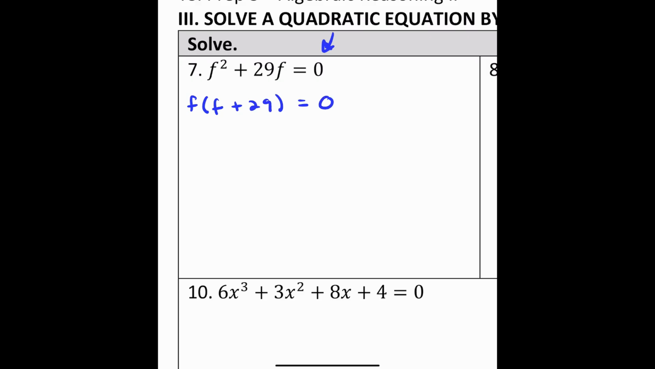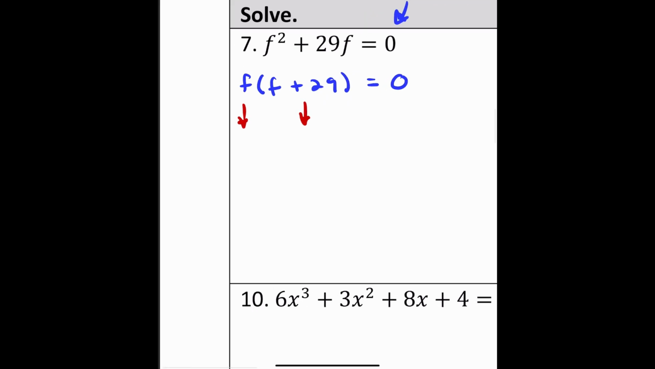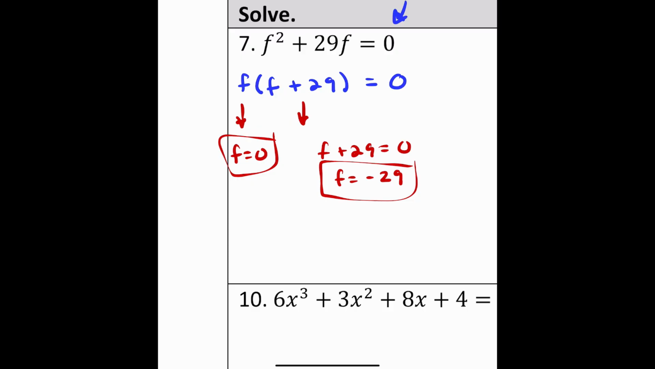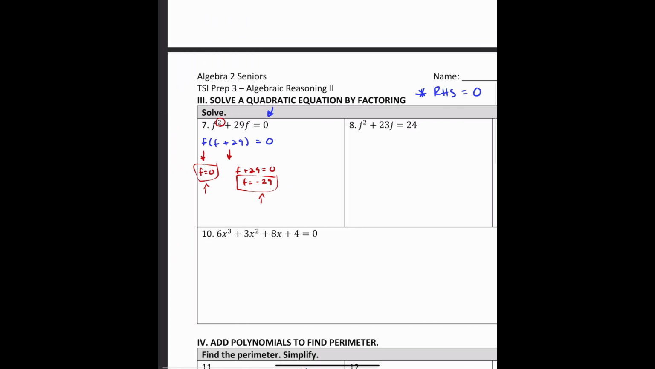So f times f plus 29 is equal to 0. We're going to take each of these factors and set them equal to 0. So f is equal to 0 and f plus 29 is equal to 0. We have our first answer, and then this one is going to be f is equal to negative 29, which is our second answer. Remember, let the largest exponent tell you how many answers you should have. So since this has a degree of 2, then you should have 2 answers.